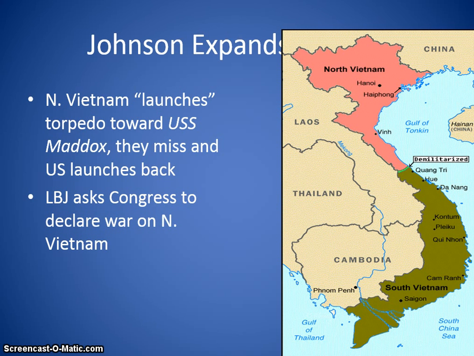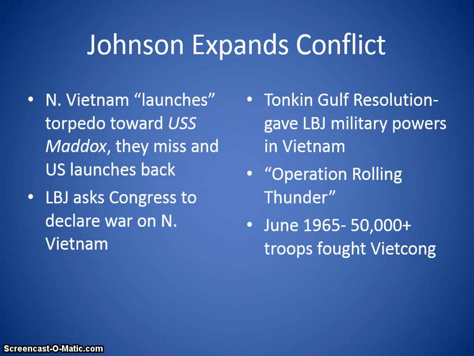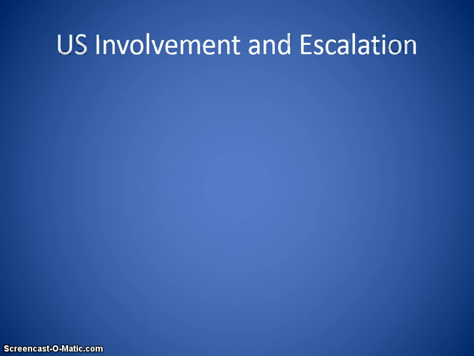LBJ asks Congress to declare war on North Vietnam because North Vietnam supposedly attacked the USS Maddox, which was kind of just chilling there in the Gulf of Tonkin. The Tonkin Gulf Resolution gives LBJ military powers in Vietnam, so basically all decisions were made through LBJ. And that's what the Tonkin Gulf Resolution does. Vietnam was known as Operation Rolling Thunder, and in June 1965, over 50,000 troops fought against the Viet Cong in South Vietnam. Right?